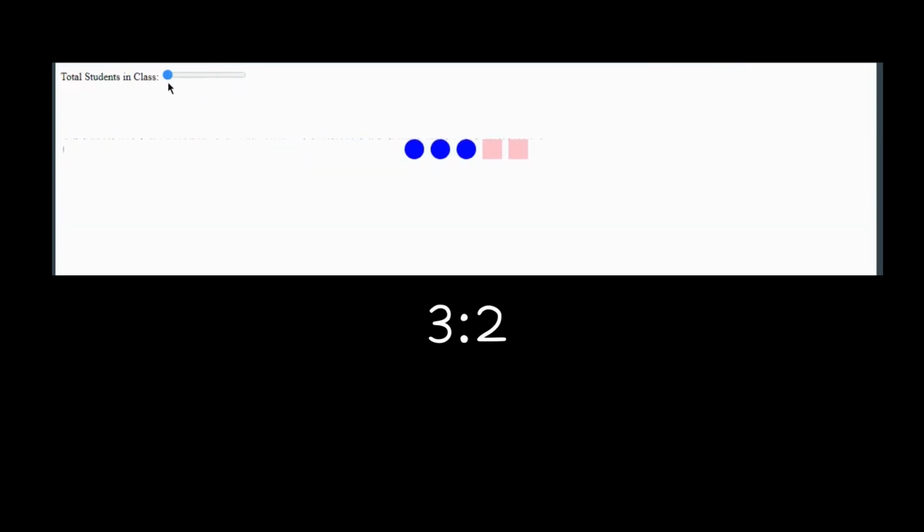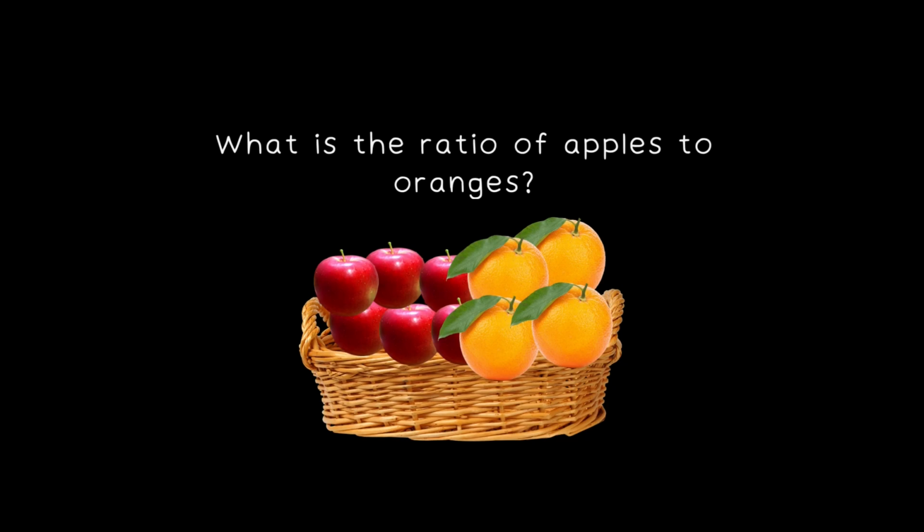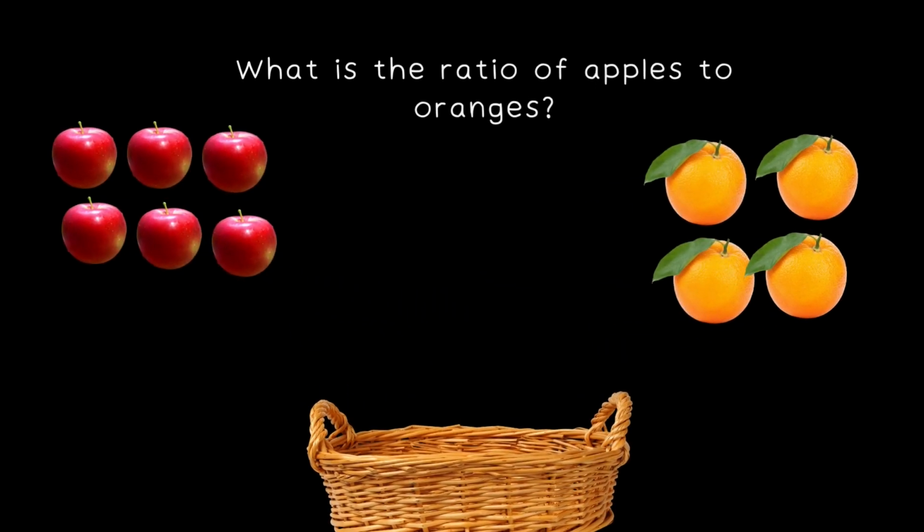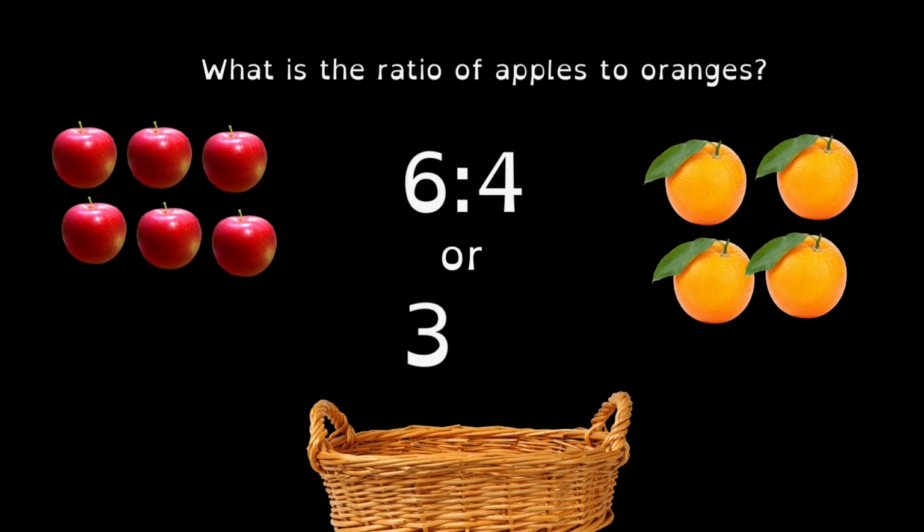Now, let's move on to some fun examples. Imagine you have a fruit basket with 6 apples and 4 oranges. What is the ratio of apples to oranges? That's right, it's 6 is to 4, which simplifies to 3 is to 2.